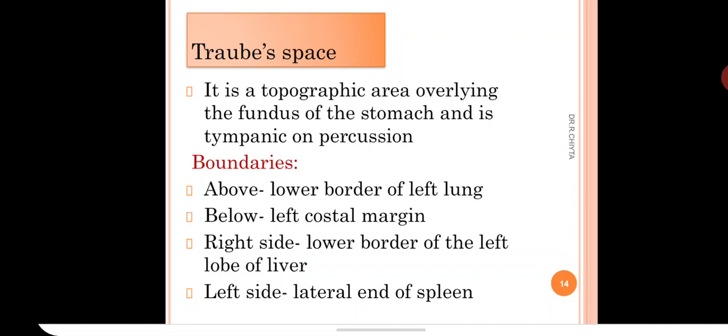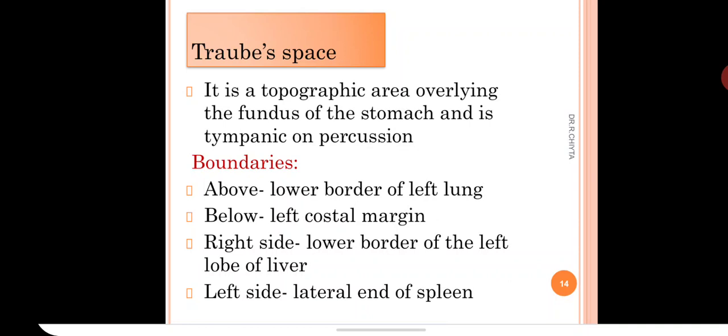Now another interesting part of this stomach is the trough space. What is this trough space? It's a topographic area overlying the fundus of the stomach. So if you examine the person, it is tympanic on percussion. If you percuss over this area, it is tympanic, because the fundus is filled with fundic air.